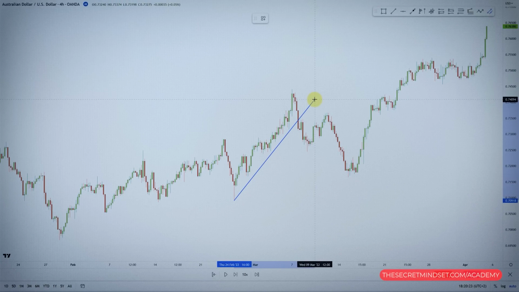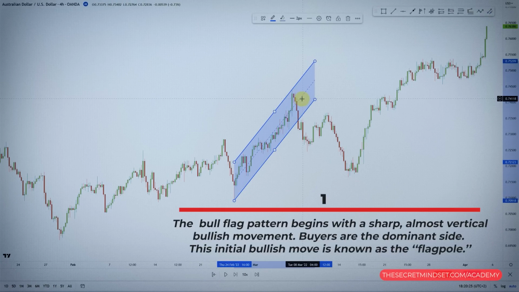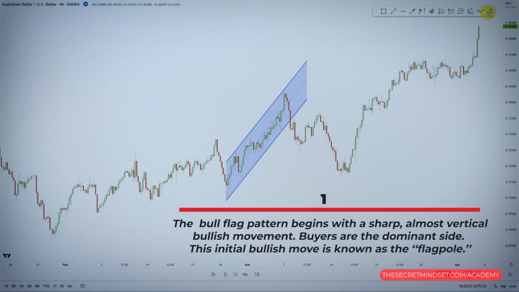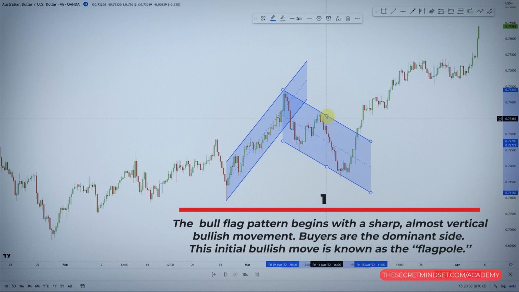A bull flag pattern begins with a sharp, almost vertical bullish movement. This move indicates that the buyers are the dominant side. This initial bullish move is known as the flagpole.